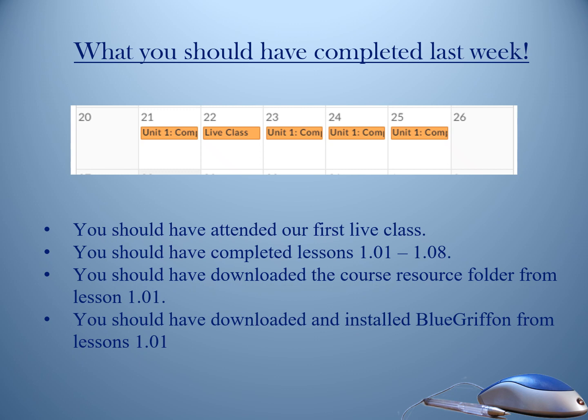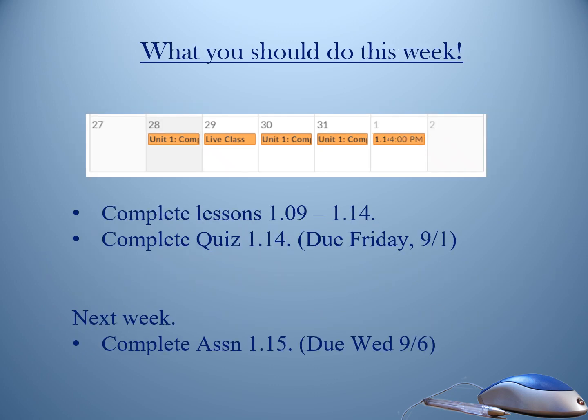So what you should have completed last week: you should have attended our first live class, which was last Tuesday. If you missed that, go back to your Class Connect calendar or look in the class announcement for last week for the link to that recording. You should have completed lessons 1.1 through 1.8. And during those lessons, you should have downloaded the course resource folder from lesson 1.1, and you should have downloaded and installed Blue Griffin from lesson 1.01. So if you missed any of that, make sure you go back and cover those.